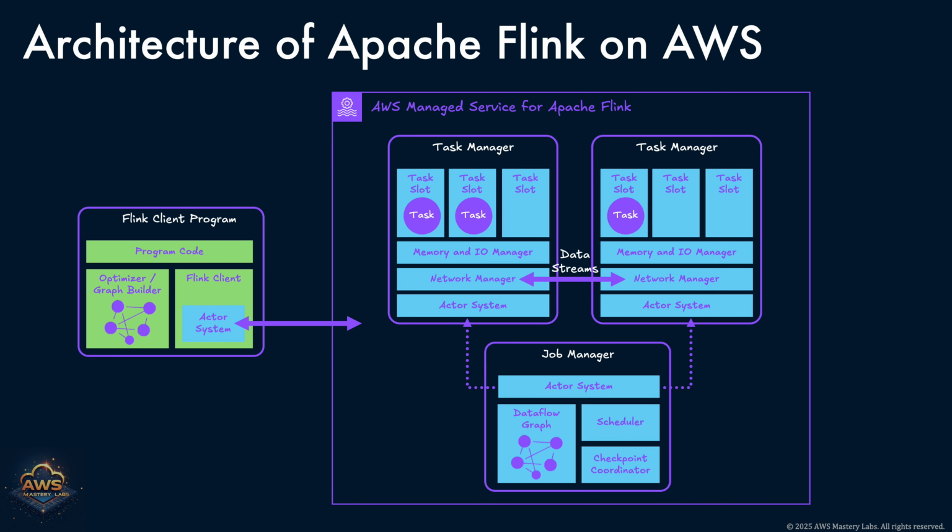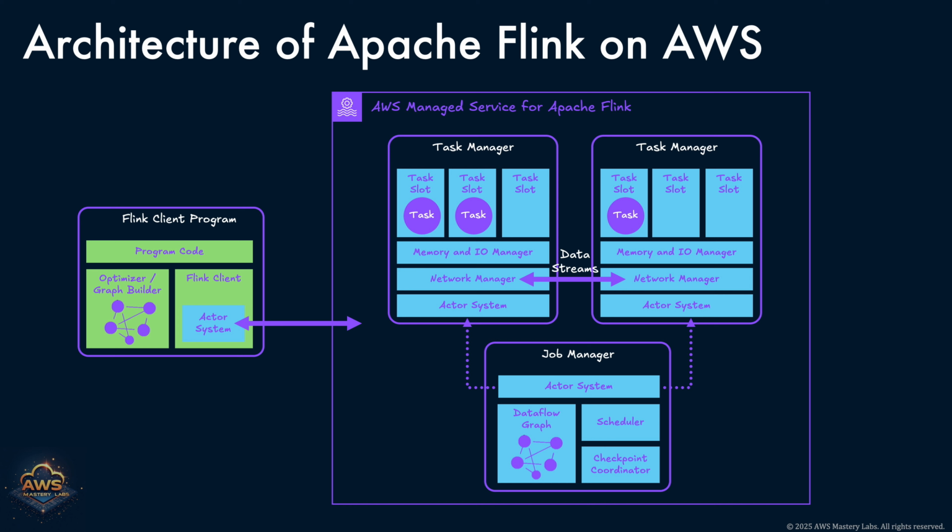Let us look at an illustration of the Flink architecture on AWS. We begin with the Flink program, which is where you define your application logic. This is the user code, written using Flink's APIs, that describes how data should be ingested, transformed, and output. Once the code is submitted, it goes through an optimizer and graph builder, which parses the program into an executable data flow graph.